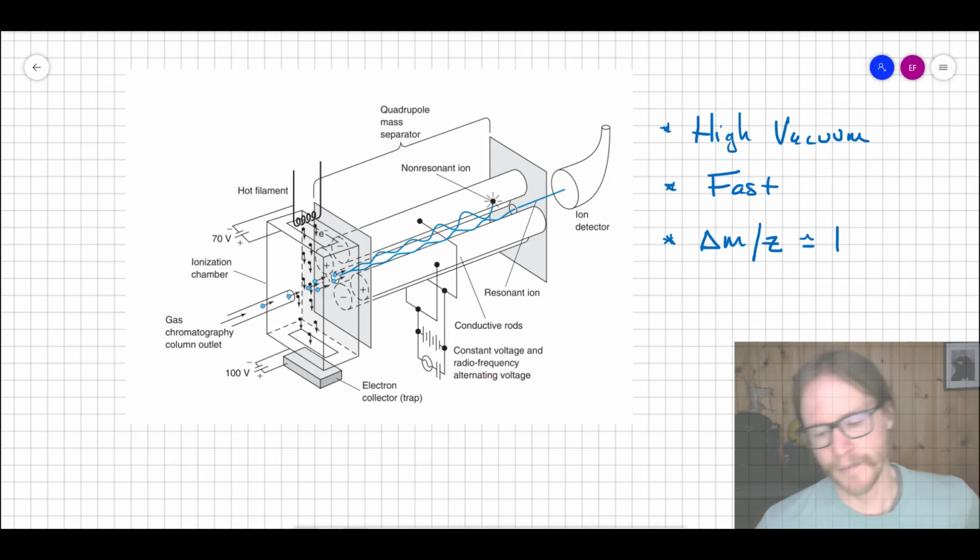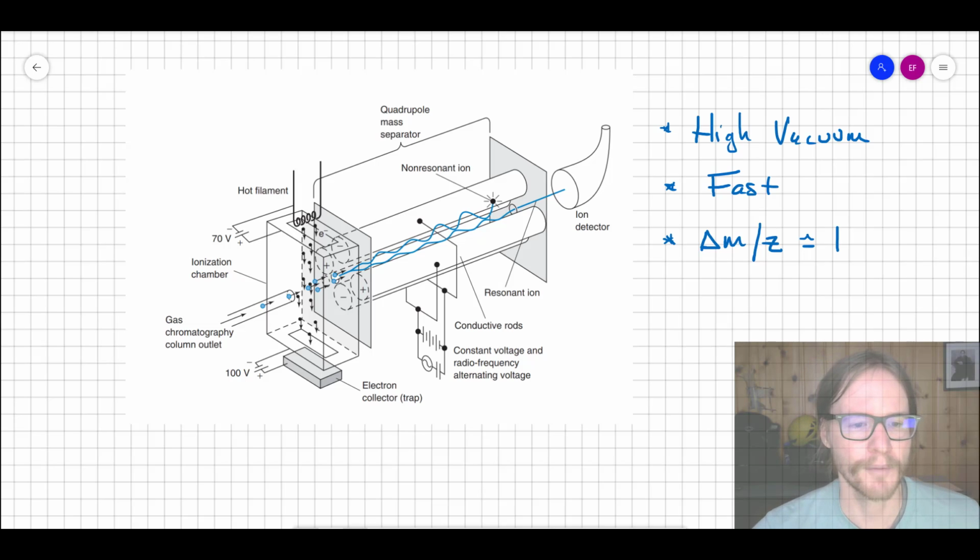quadrupole. So as I mentioned before, quadrupole mass spectrometers are the cheapest out there because they're really pretty simple to manufacture and they're pretty simple to operate. This is just a schematic showing both the ionization source, an electron ionization source here on the front end, and that coupled directly to the quadrupole system here. So these things necessitate high vacuum.